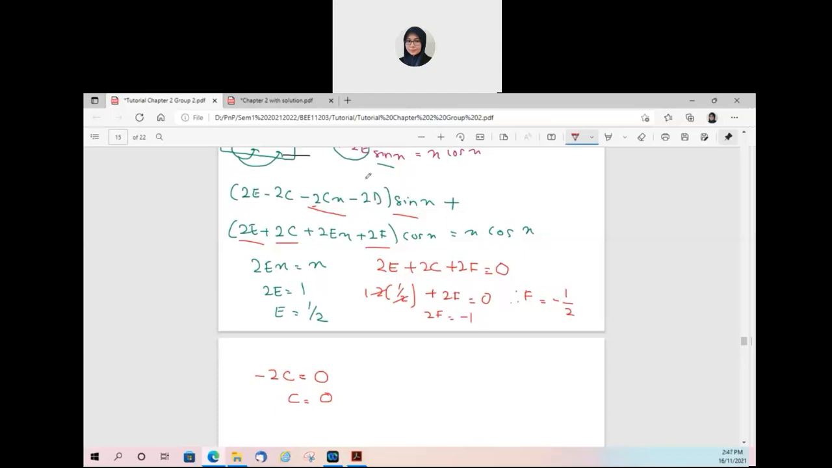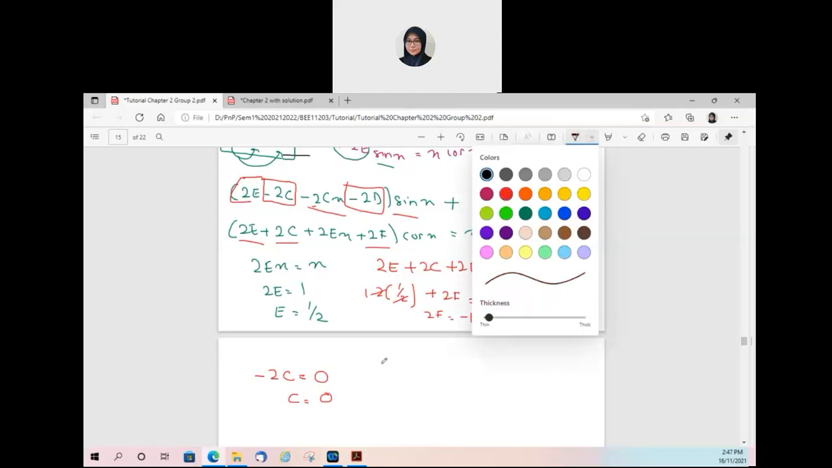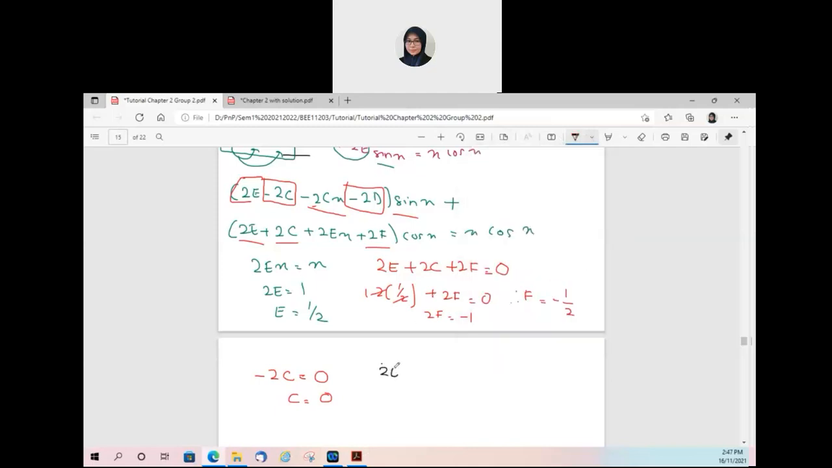Okay. So now kita ambil yang tak ada X. Here we have minus 2D, minus 2C and 2E. So 2E minus 2C minus 2D equals to sama juga dengan berapa? 0, kan? Okay, faham kenapa 0? Because we don't have any sign here. Tak ada sign pun kat sini.